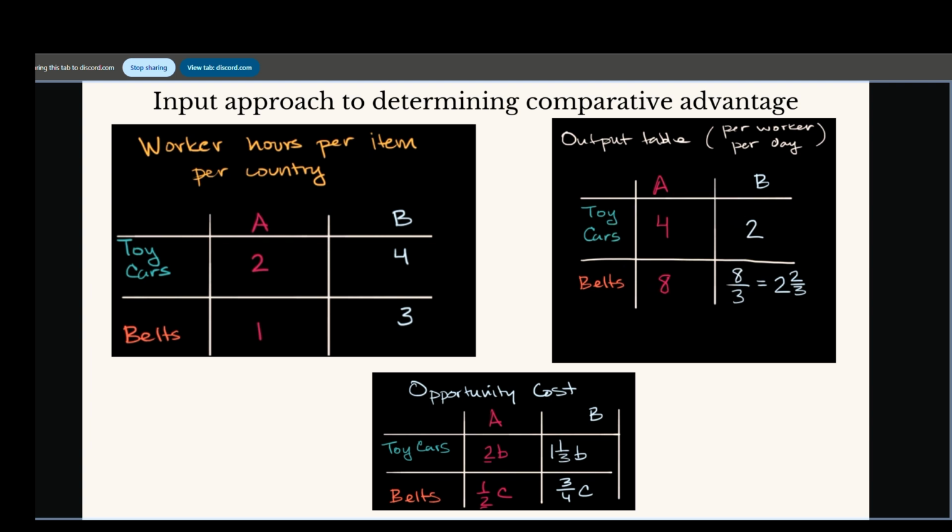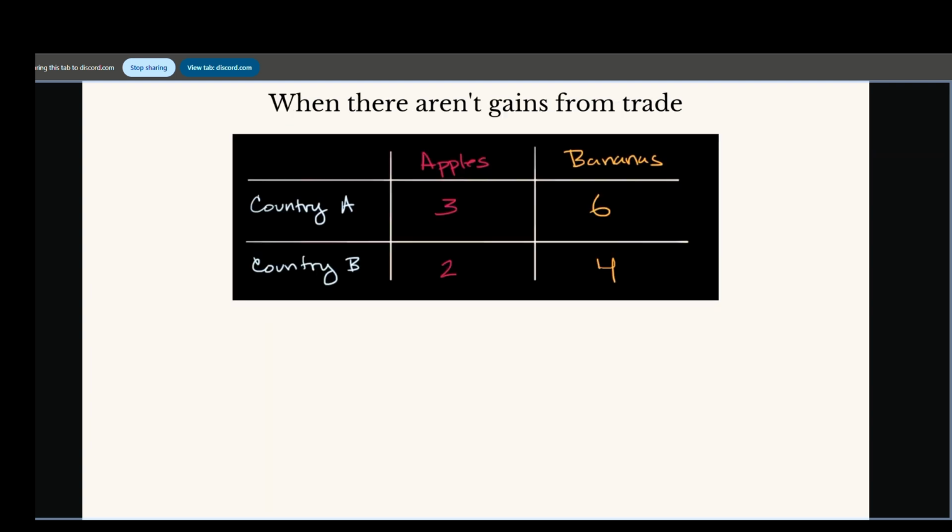Alright, let's also cover a scenario when there aren't gains from trade and complete our lesson with this. Here you can see 2 countries that produce and sell apples and bananas. Country A may, at its maximum, for simplicity's sake, grow 3 apples or 6 bananas. And country B can grow 2 apples or 2 bananas. Those are their maximums. What is the opportunity cost of those countries?